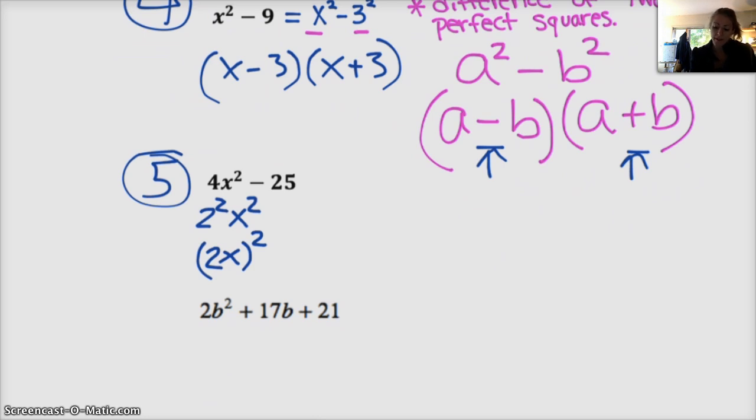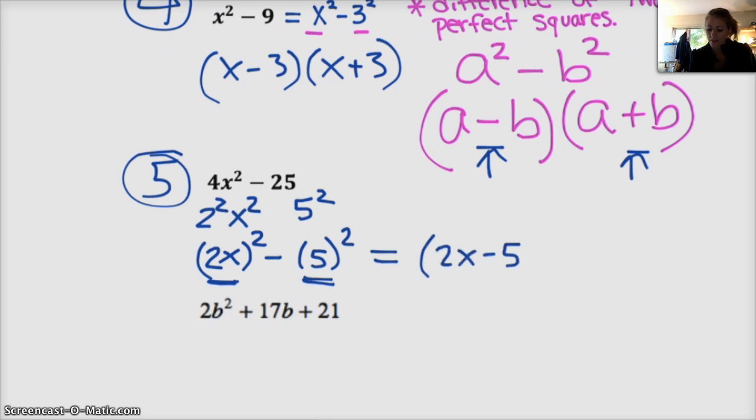And then 25 is 5 squared, so I actually end up with 2x squared minus 5 squared. Then that factors to be the first thing minus the second thing times the first thing plus the second thing. So I've got 2x minus 5 times 2x plus 5. Easy breezy. We like perfect squares.